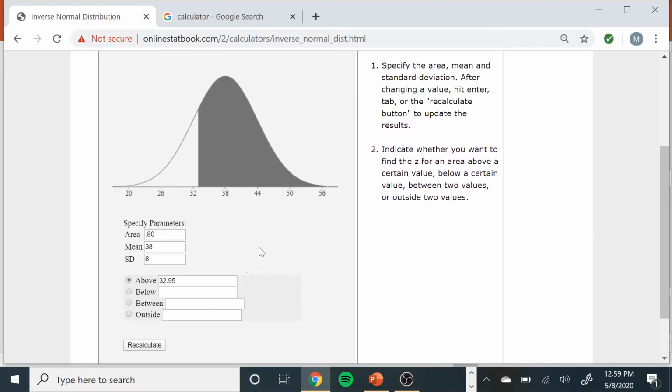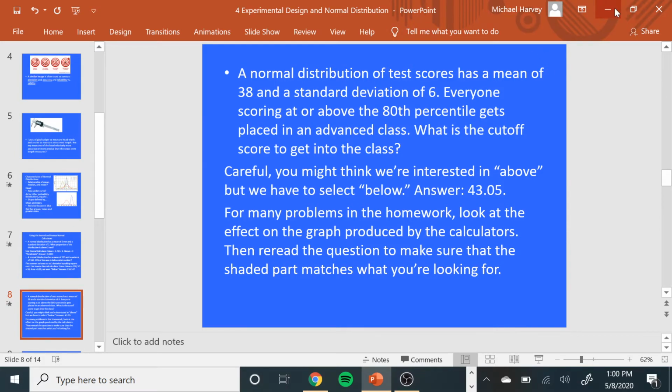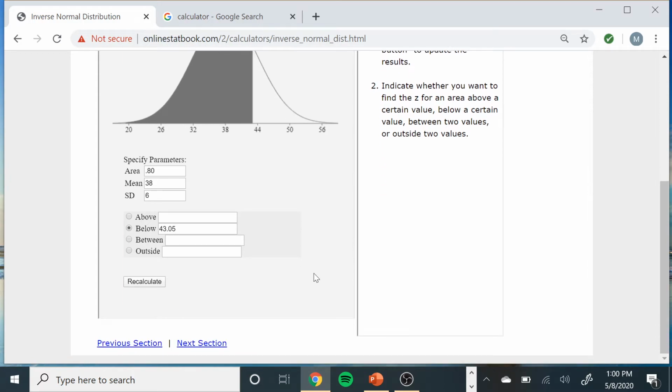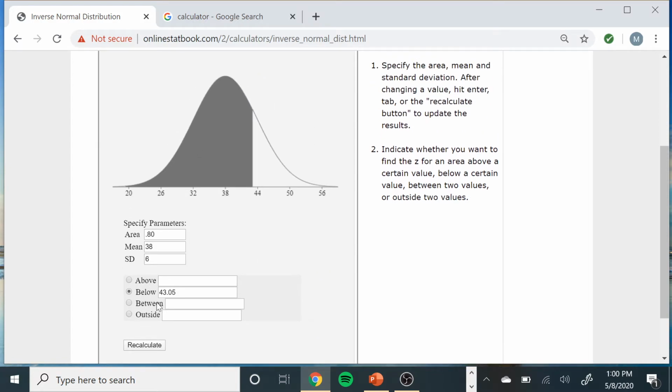Now we want to know who the students are in the 80th percentile because we're going to put them in an advanced class. Does that mean that a student has to get a score of 32.95 or more to go to the advanced class? Look at the graph and see if it matches the question. No, we're looking for the top scorers, the people in the 80th percentile or greater. So we have to click this below button to make it look like that. There's the cutoff. This is 80% of the distribution, and over here we have the 20%. These are the top scoring students. So you have to think about what the question is asking you for. The answer we need is 43.05. A student would have to get a 43.05 or greater to be put in the advanced class.